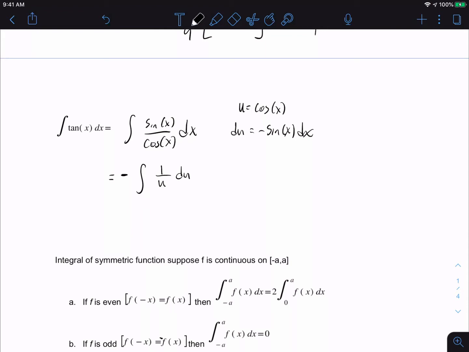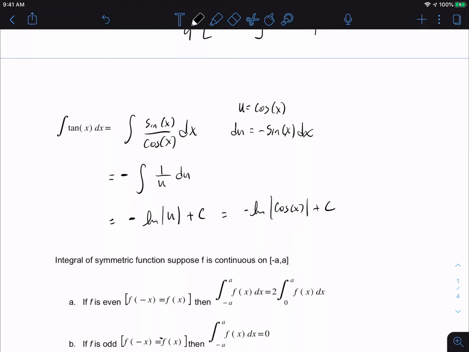And then from here, I know that the integral of 1 over u is ln, so I'm going to get negative ln of u, plus some constant c, but again, we don't want it in terms of u, so I'm going to go negative ln of cosine of x, and really we could do absolute value. We probably should do it just to be consistent.